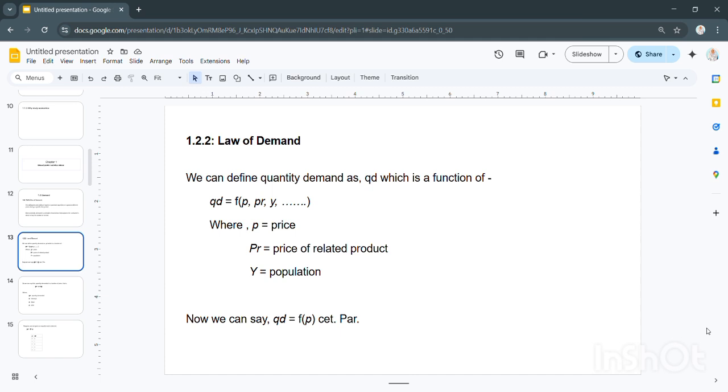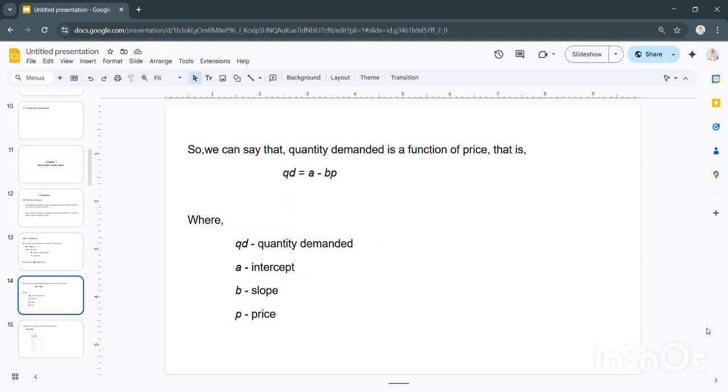We can define quantity demanded as QD, which is a function of price, price of related products, populations, etc. Now we can say QD is equal to F of P, where other variables are ceteris paribus. So we can say that quantity demanded is a function of price, that is QD is equal to A minus BP, where QD is quantity demanded, A is intercept, B is slope, and P is price.